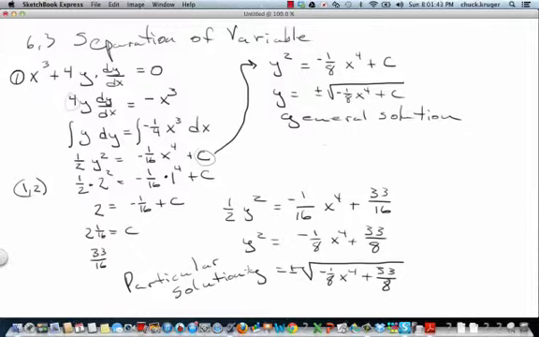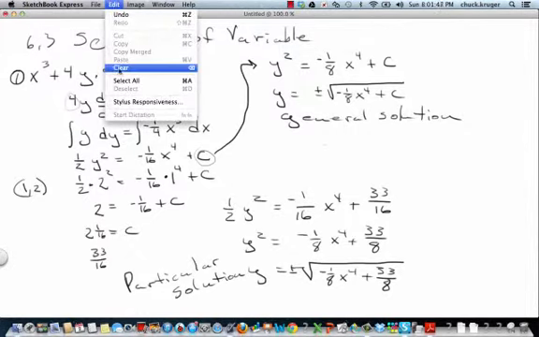All right. I'm going to do another one here. So here's my second one. And my second one is tangent of x times y prime equals y prime. Let me back up here.